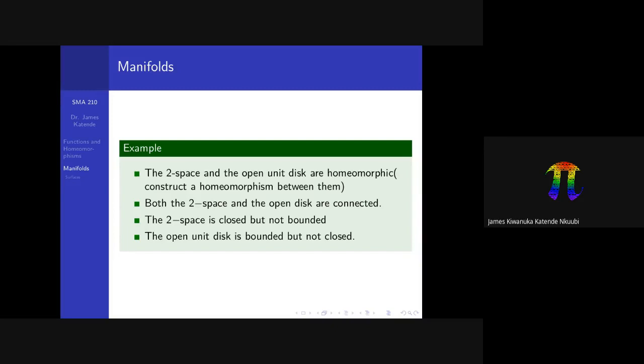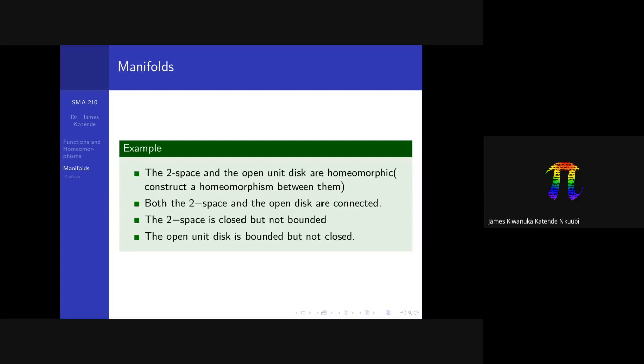What is important now is you need to have a pen and paper so that you take note of some of the tasks that you've been assigned. Although this one is already in the slides, if you get the slides, you can still read it there. You've been asked to construct a homeomorphism between the two space and the open unit disk. Now that homeomorphism will confirm that the two sets of points are homeomorphic.